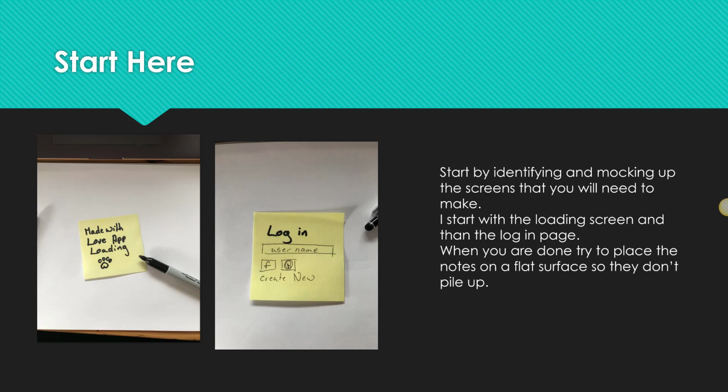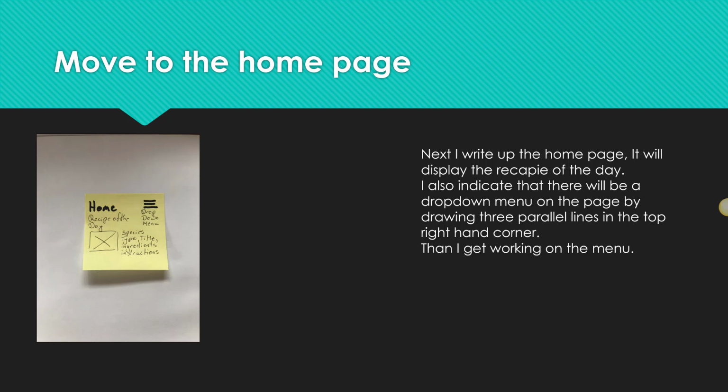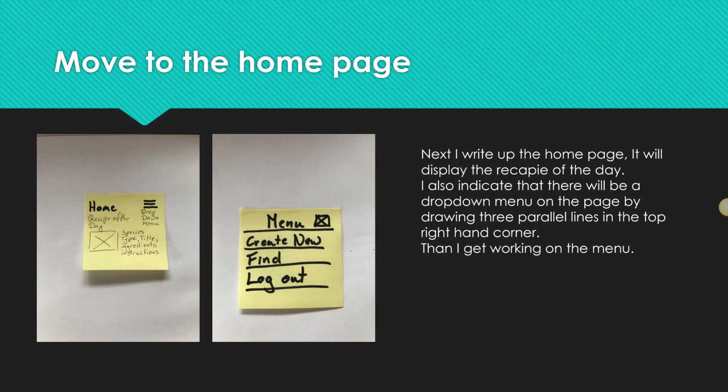The next thing I do is the login page, because it's another page that we need. You'll notice it's not designed. It's not pretty. It's just the list of functions. For the next thing, I work on the home page. Once again, it will display the recipe of the day. I also indicate that there will be a drop-down menu on the page, and I draw the drop-down menu on a separate sticky note so that I know how it's going to work. You'll notice that I have the lines for the home page to show that there's a drop-down menu, and I have an X to show that you can close the drop-down menu as well.